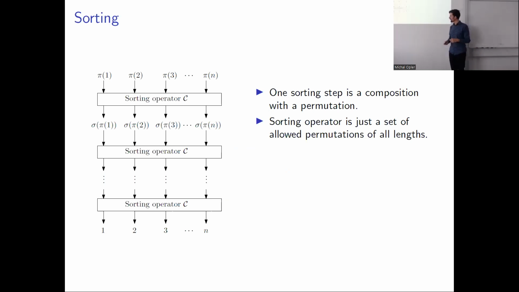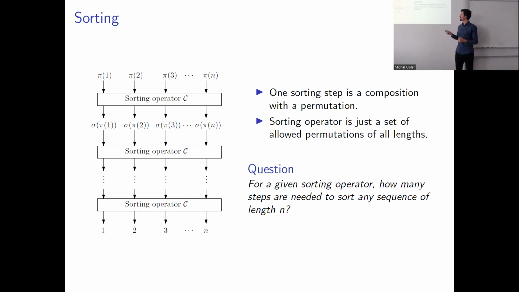And the important thing is the sorting operator is not for one fixed length, but it's rather for all lengths. So it's an infinite set of permutations that should be able to sort any input sequence of any length. And the crucial question is, if I give you some sorting operator, just a set of allowed permutations you're allowed to compose with the input, then how many steps do I need to sort any input? So how does it depend on the structure of the sorting operator? It's a very high level overview, but I'll get into the formal definition.